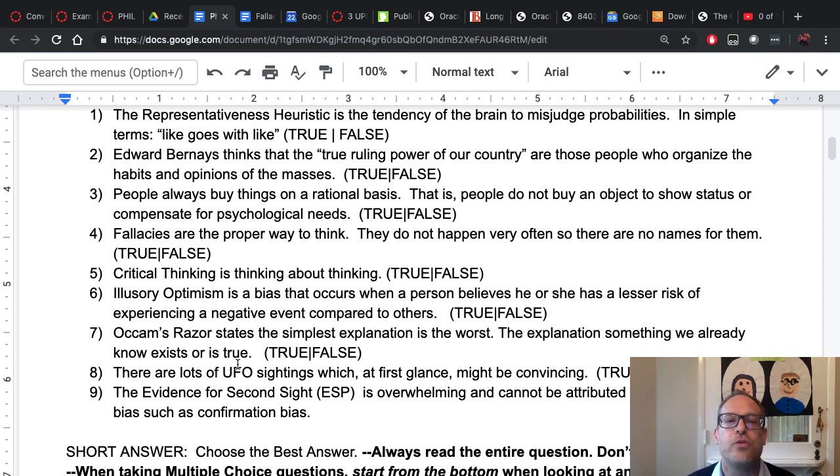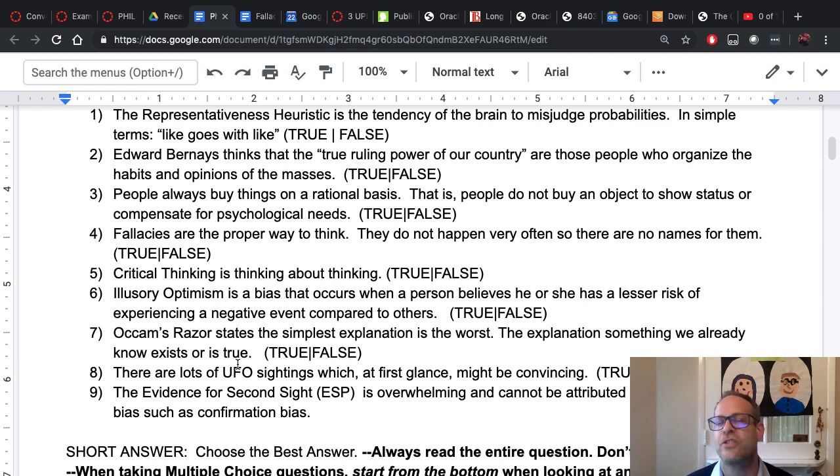Number six, illusory optimism is a bias that occurs when a person believes he or she has a lesser risk of experiencing a negative event compared to others. Okay, this is true. Remember, we used the example of Professor Vitt having a car accident. I never thought I needed the additional cost every month for rental insurance. I never thought I'd need it. I never really had a big car accident. Well, guess what? I did. It wasn't big, but it was a car accident. And so the idea that, oh, this won't happen to me can have negative consequences.